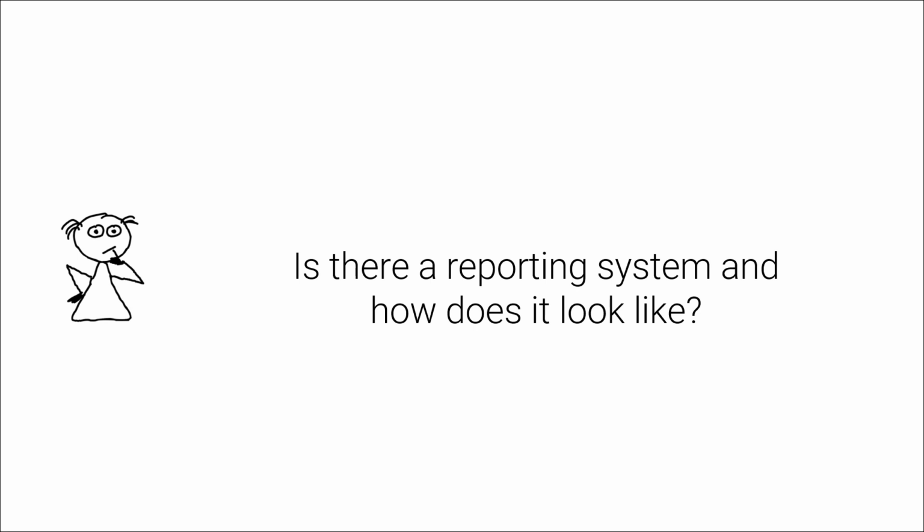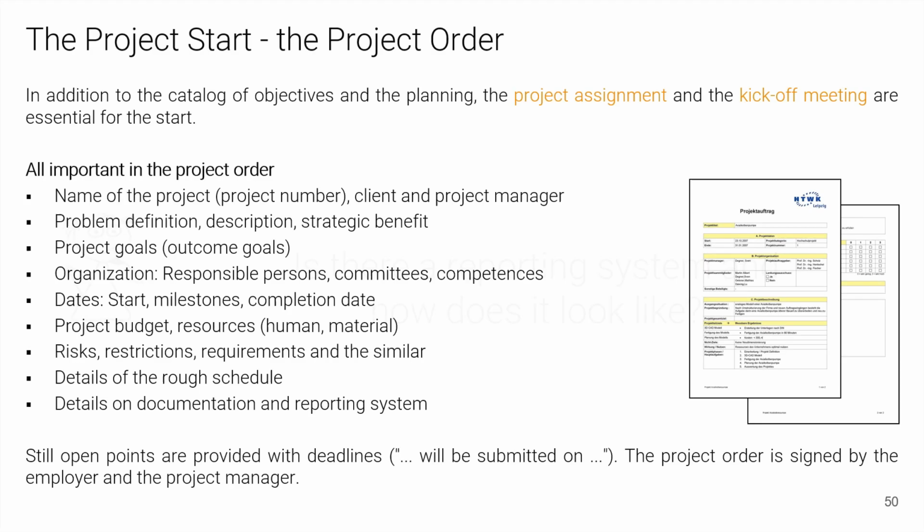Again, a question for you. Is there a reporting system and what does it look like? Let's move on to the start of the project. The catalog of objectives, a rough plan, and the reporting system are ready. Now we want to summarize this in a so-called project order.